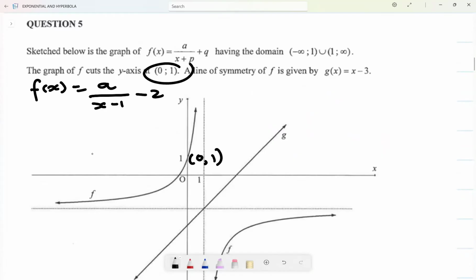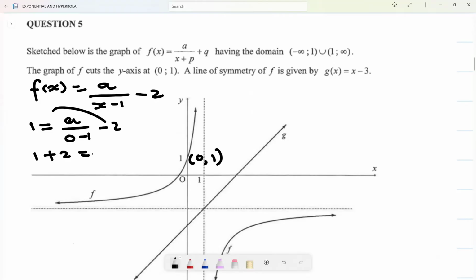So I am told here, when Y is equal to 1, A, then X is 0, minus 1 minus 2, and then 1 plus 2. I took this negative 2 to the other side, and then A divided by negative 1 is just negative A. And then A is equal to this. I'm just going to get 3 here, and then A will be negative 3.